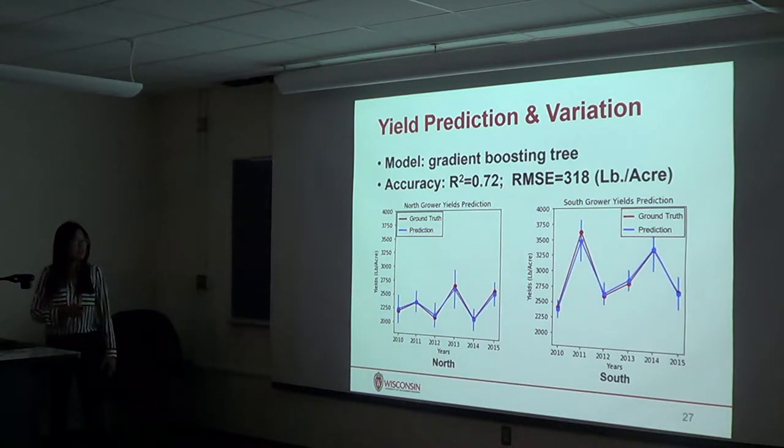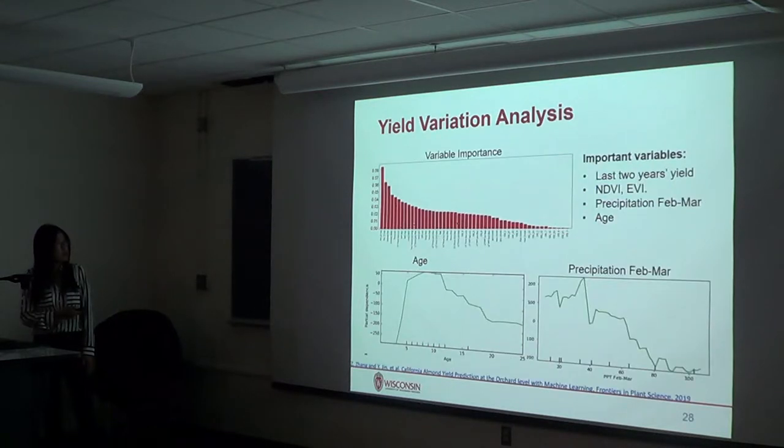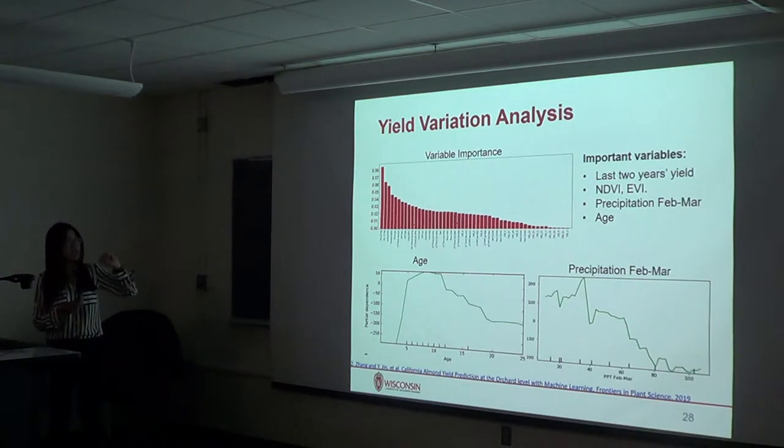And one reason, I think, is probably because of the warmer temperature, it can help nuts mature. The input variables were ranked based on their importance. The most important ones are the last two years' yield. This is probably because almond is an alternate bearing crop. So if last year's yield tends to be higher, then this year's yield tends to be lower. And the vegetation indexes from Landsat data are important.